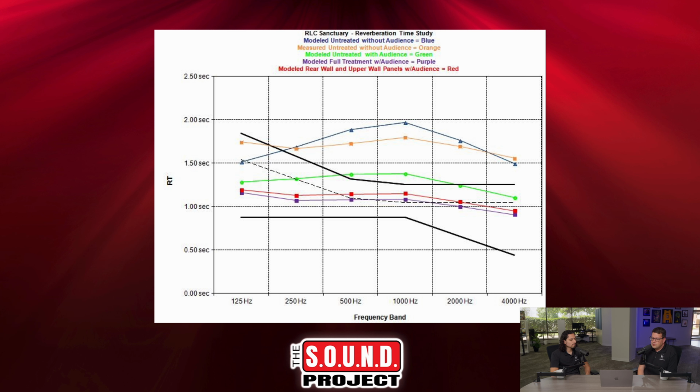The green line was if we modeled it untreated but with an audience, so their average attendance. And so you can see that drops it pretty significantly down to about 1.4 seconds. And then the other two options are just showing full treatment with the audience or just the rear wall and upper wall panels, which is actually what we ended up doing in this case.